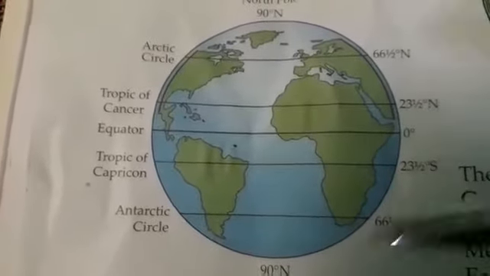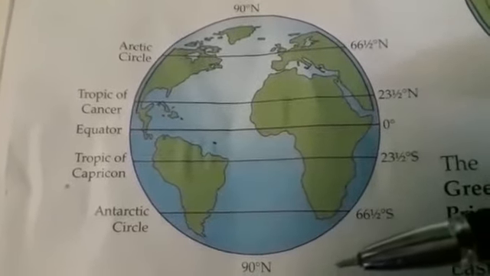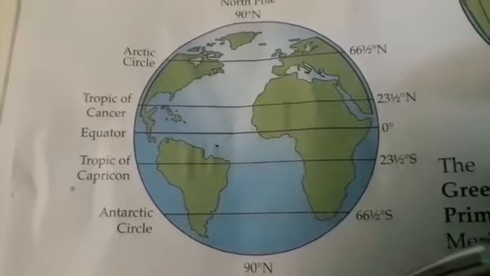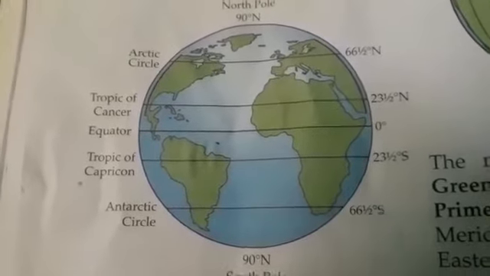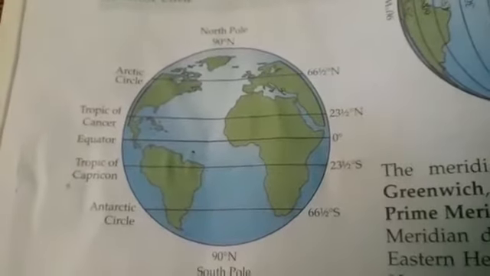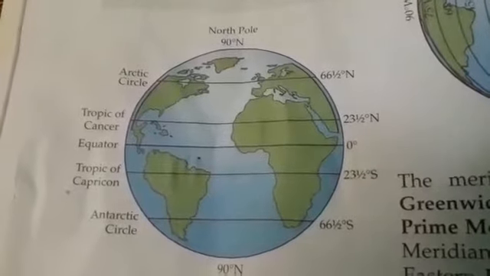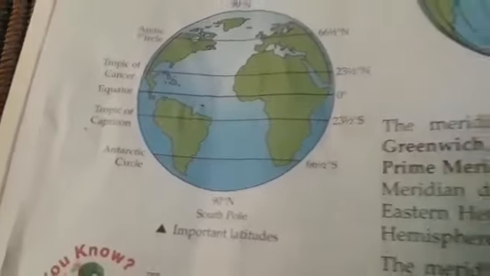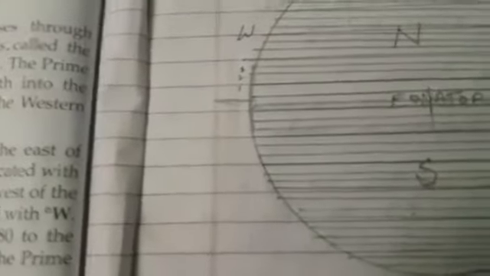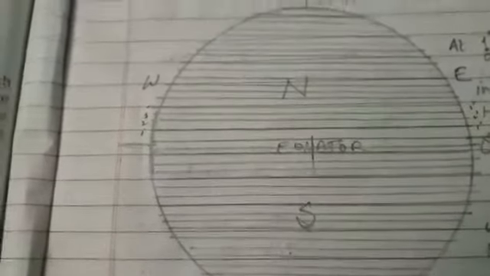Now, North Pole and South Pole are the points. They are not the lines, but they are counted as the latitudes. Now, once again, what are the latitudes? Latitudes are the imaginary lines that are drawn from east to west. The second important feature of the latitudes is that they are parallel to each other. They are parallel to each other as they are at equal distances from each other. All the latitudes are drawn at equal distances to each other.